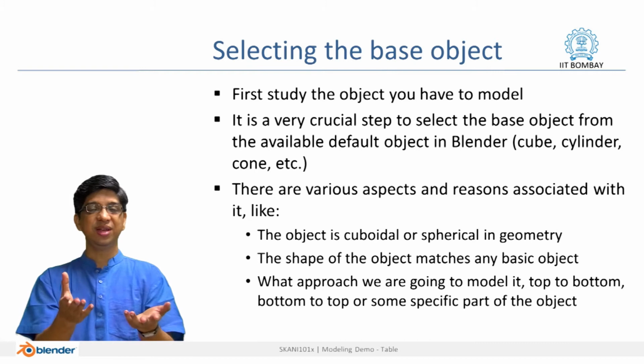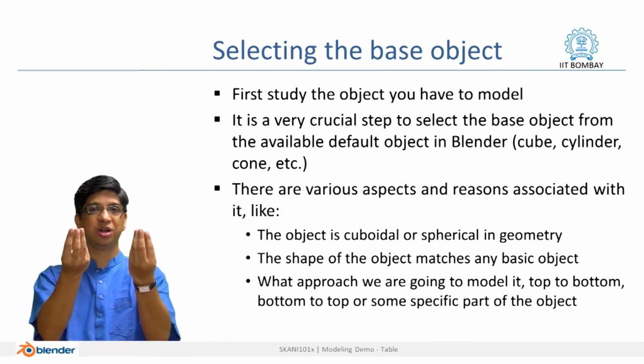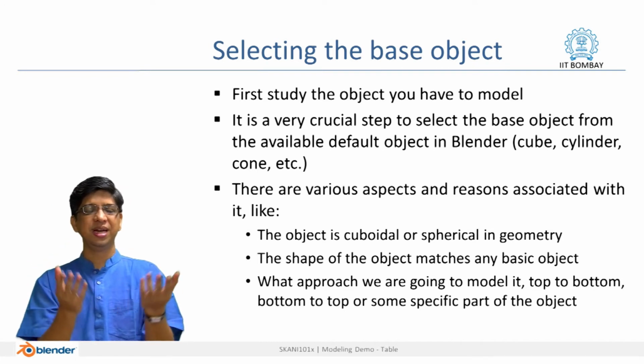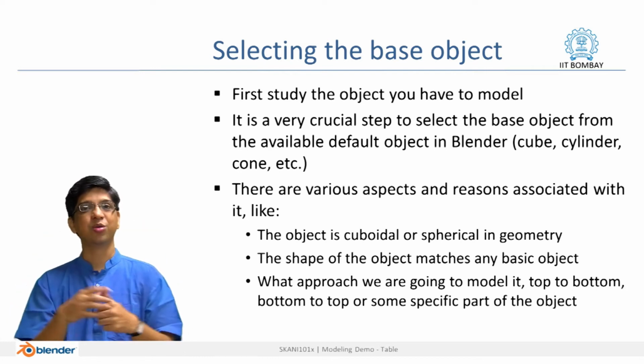I think the answer is very clear. You cannot start with 4 cubes which will end up at the top and then attach another top to it. It is a very cumbersome process. It is easy to get a top first and then get legs out of it. And why can we do that? It is because we have learnt how to make loop cuts and extrude. So we will come to that when we start using Blender now.